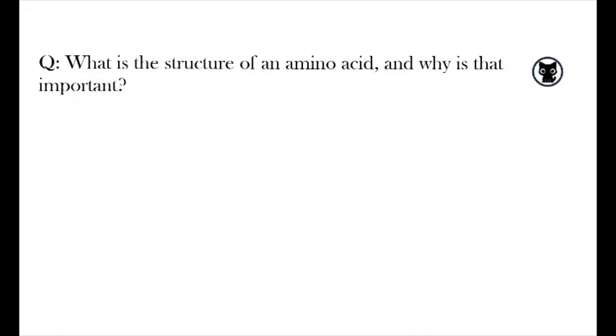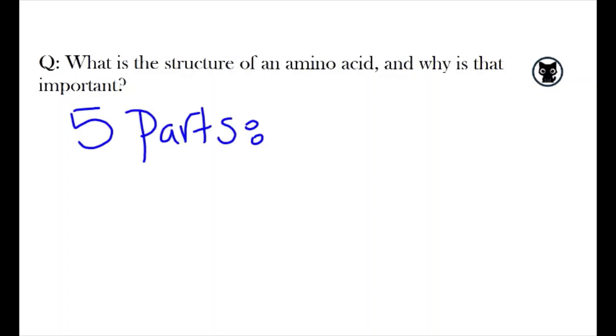Hey guys, so a classmate asked, what is the structure of an amino acid and why is that important? To begin, an amino acid is made of 5 key parts, which contribute to an amino acid's unique structure and properties. The name itself gives away 2 of its components.